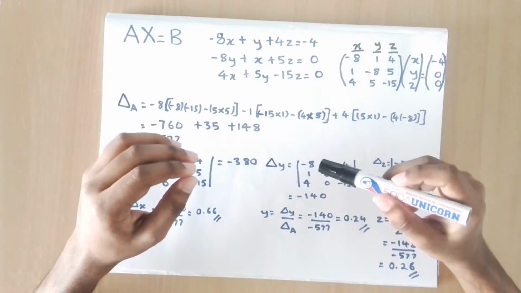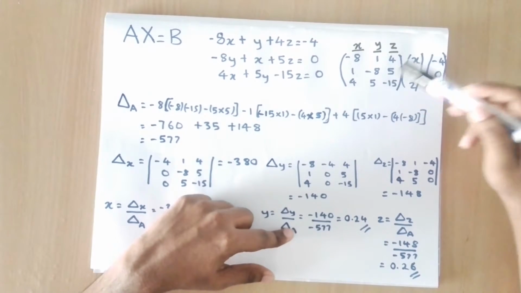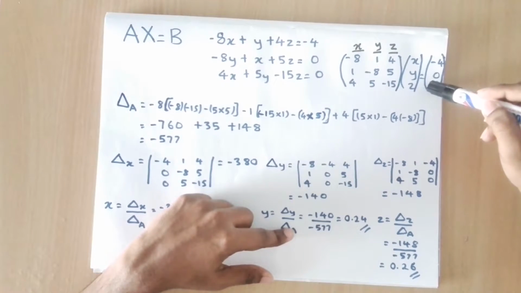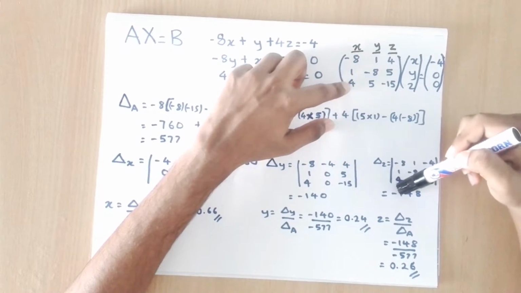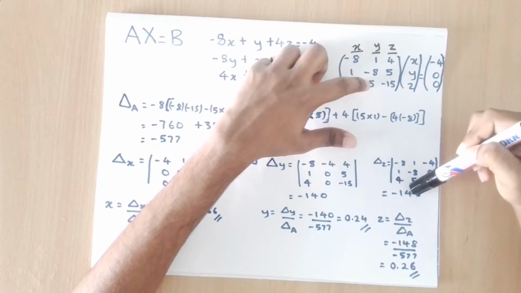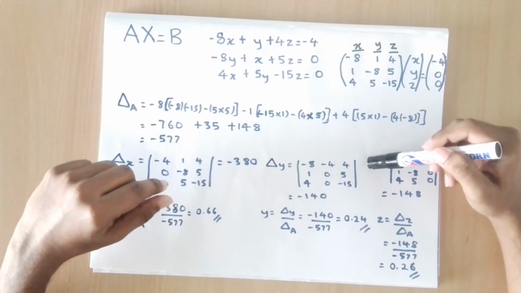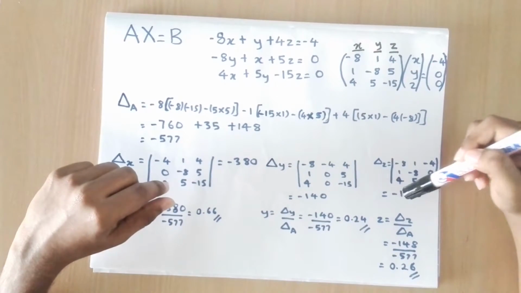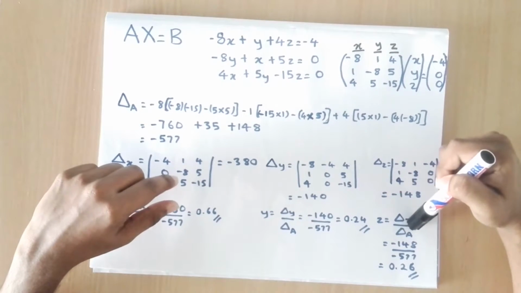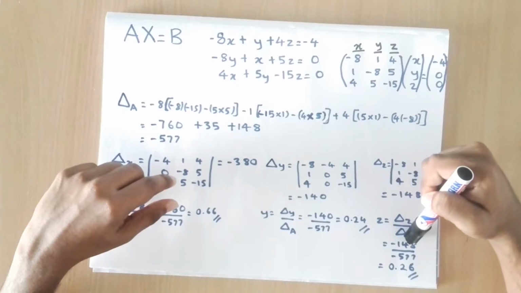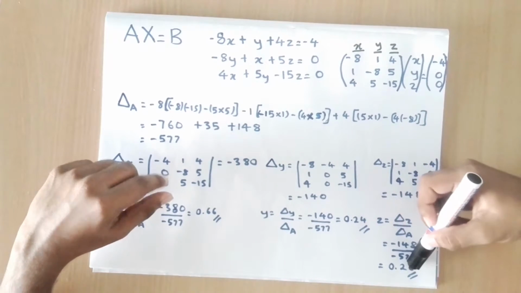Finally, to find z, we replace the column of coefficients of z with the matrix of constants and we get the determinant minus 8, 1, 4, 1, minus 8, 5 and minus 4, 0, 0. So the determinant delta z would give us minus 148. So z would be equal to delta z divided by delta A. And that gives us the answer 0.26.